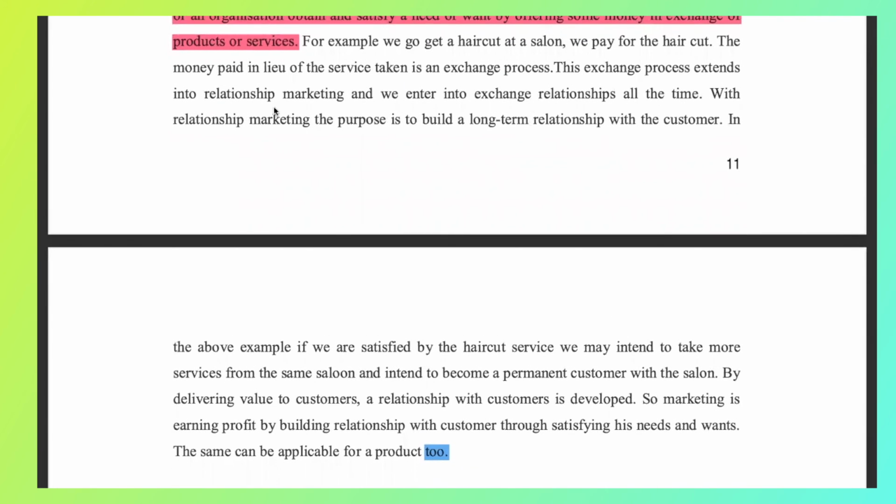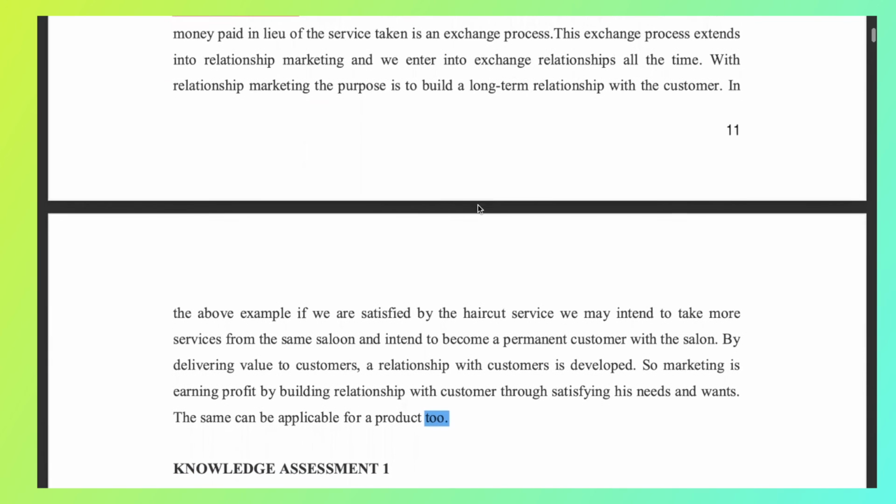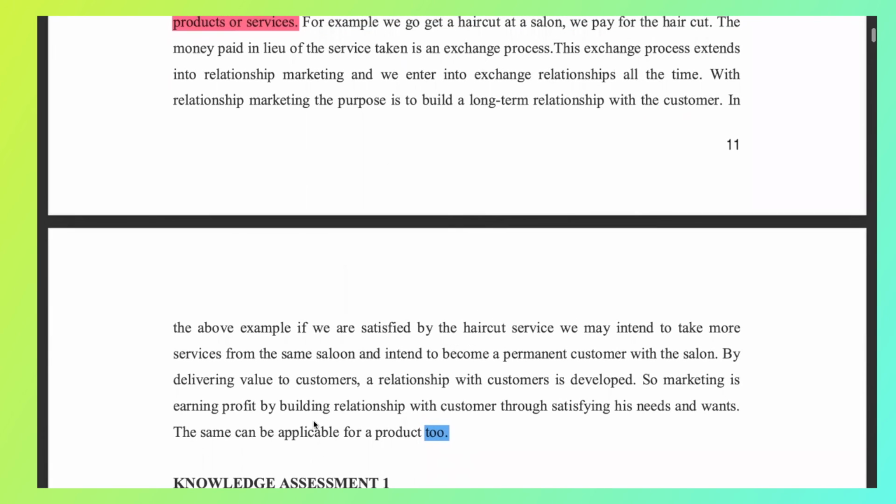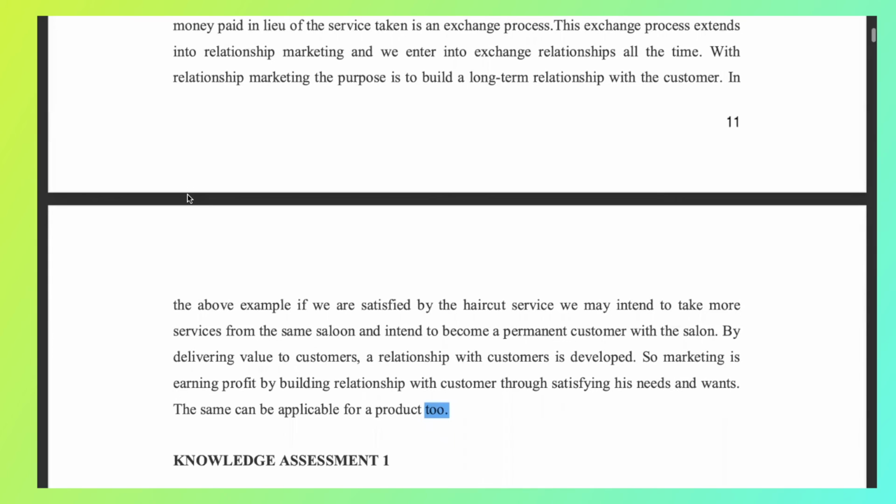This is a little confusing topic and it's explained in the chapter, but I'll do it a bit later since we are only going to do till here today, and I'll explain it in the third video. So relationship marketing, that's there.